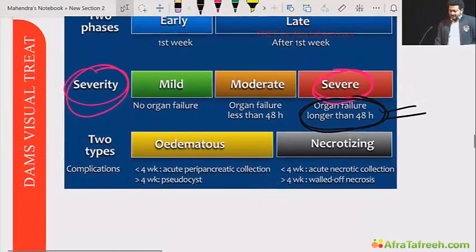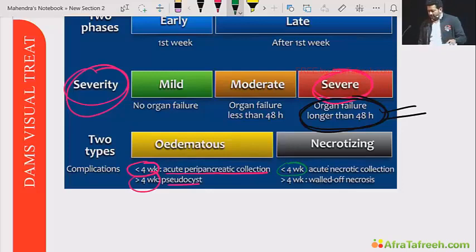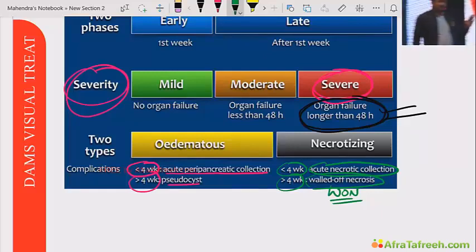The complications: there can be fluid collection. If that fluid collection around the pancreas is less than 4 weeks, it is acute pancreatic collection. And if it is for more than 4 weeks, it is pseudocyst. And if there is a solid collection, less than 4 weeks, acute necrotic collection, more than 4 weeks, walled-off necrosis. And remember, in all these complications, the indication for drainage is if these are infected.